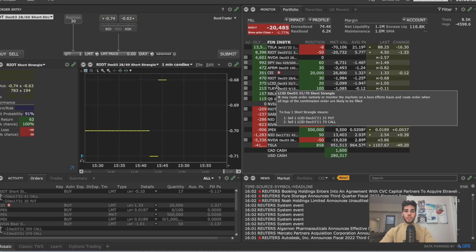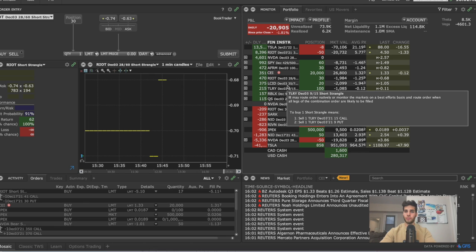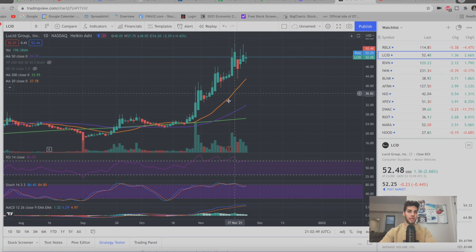The other one is the Lucid Strangle, 35 put and 70 strike call. Again, from our previous video, 20 contracts. We collected $2 per contract, so we collected 4,000 US for this trade, and we put it on a few days ago. So this was 2 weeks in total duration. Lucid is sitting at $52 now, and it's kind of stair-stepping. It's going sideways now. Had to sell off and rebound.